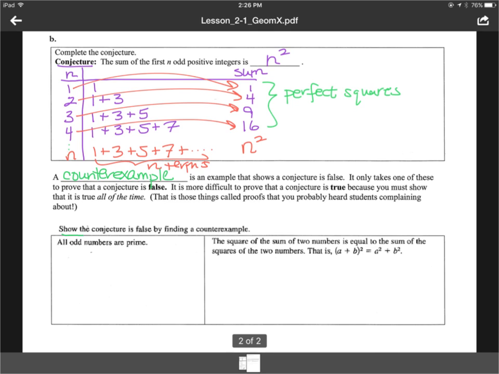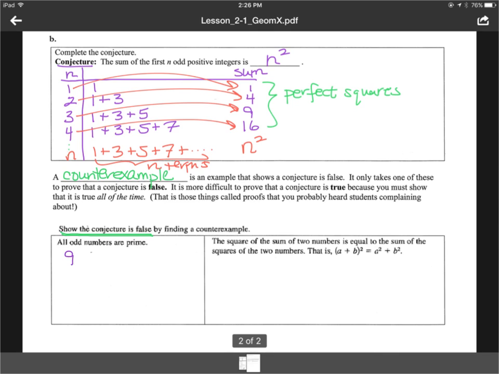Notice that they're telling you the conjecture is false. You don't have to sit there and try to decide if it's false. It says show it's false. All odd numbers are prime. Well, some odd numbers are prime. So like 11, it's odd and it's prime because the only factors are 1 and 11. But not all odd numbers are prime. What's an example of an odd number that's not prime? So an odd number that has factors other than 1 and itself.